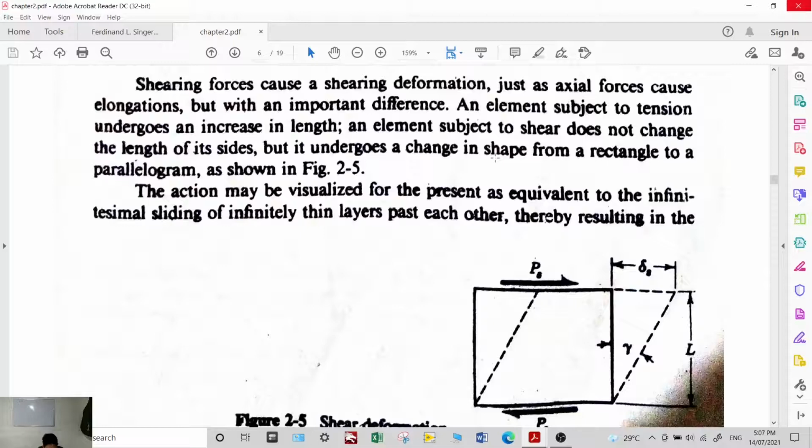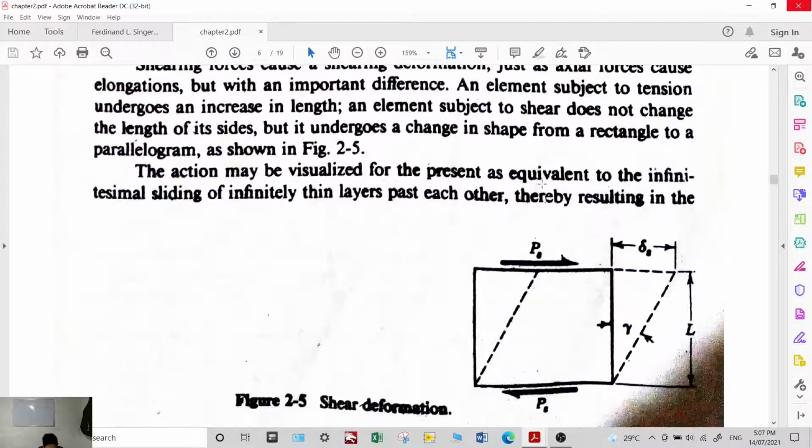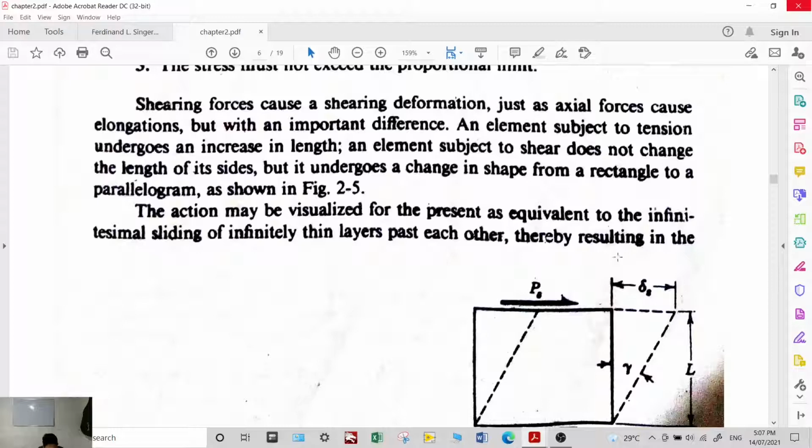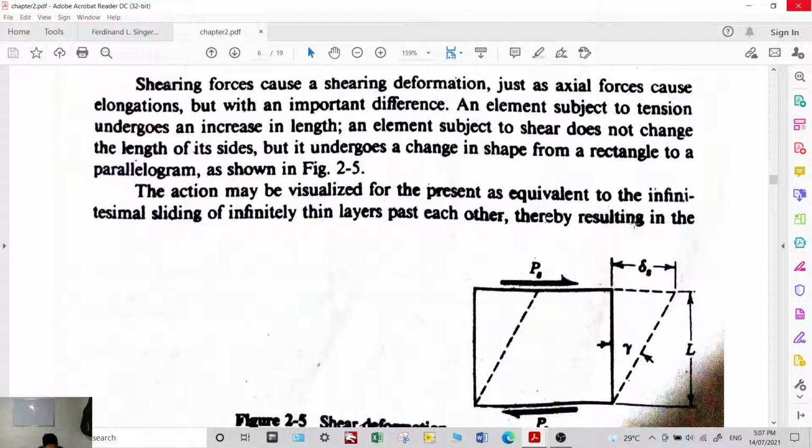Okay, so let's proceed with shearing deformations caused by shearing forces. For shearing forces, what happens is that the element that is subject to shear does not change its length, but what changes is its shape. So for example, if you have this rectangular cross-section and you apply a shearing force in this direction, it will now become somewhat like a parallelogram.